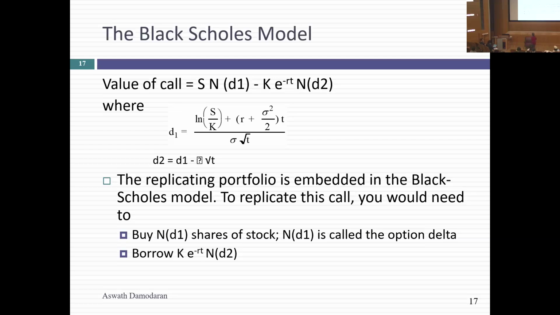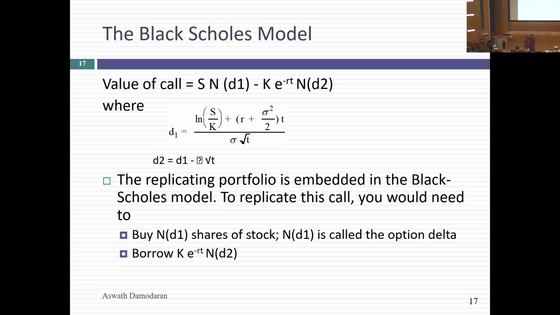So you come up with a value, but embedded in the Black-Scholes is the replicating portfolio. Remember when we did the binomial? We solved for delta and B, the amount you borrowed. The Black-Scholes actually has the replicating portfolio. N of D1 is called the option delta. It's the number of shares of the underlying stock you would buy to replicate the call. Ke to the minus rT, which is e to the minus rT, is just a present value factor. I've told people if you don't have the exponential button in your calculator, just use the present value.